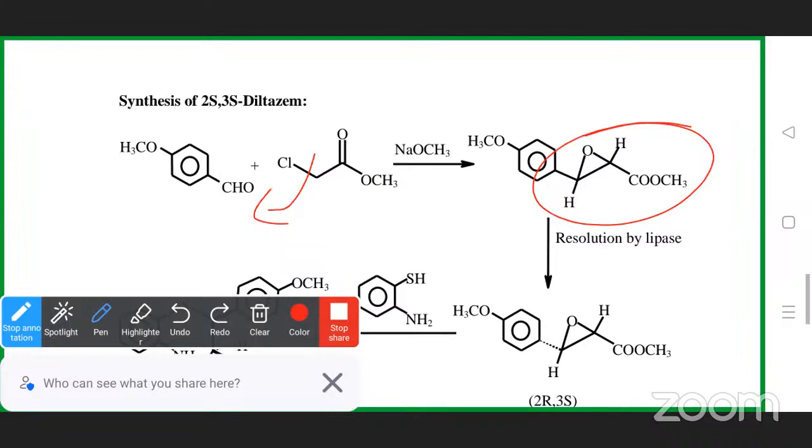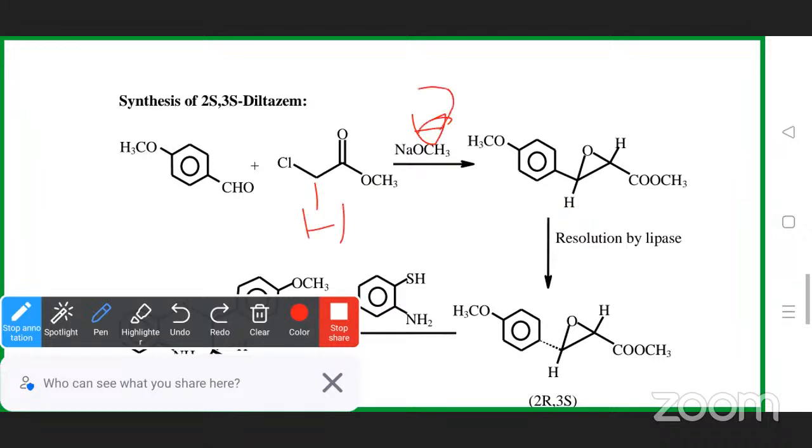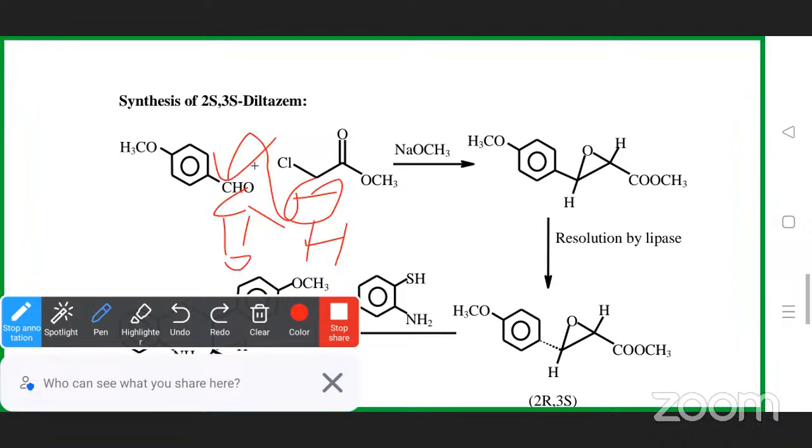Actually, two more steps are coming in between here, so they are condensed into two steps. One step is the generation of the carbanion. The methoxide ion abstracts the proton and generates the carbanion here. The carbanion attacks the electrophilic carbonyl center, and then you will get the alcohol here. The C double bond O becomes OH here.